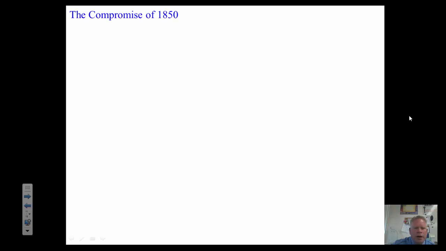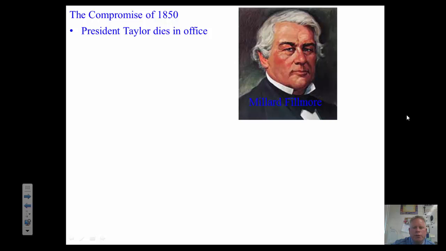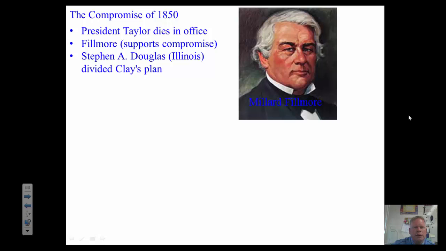So the Compromise of 1850. President Taylor dies in office, and this helped matters because Millard Fillmore took over and he actually supported the compromise. So now you have the reverse of what was happening before. You have a president that supports it, so he's naturally going to have allies that want to go along with him, so that helped.